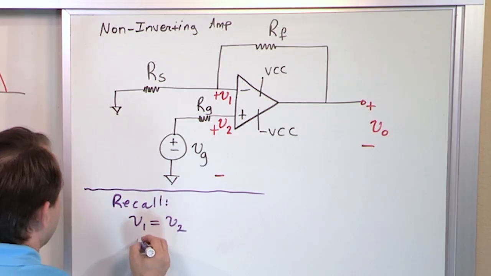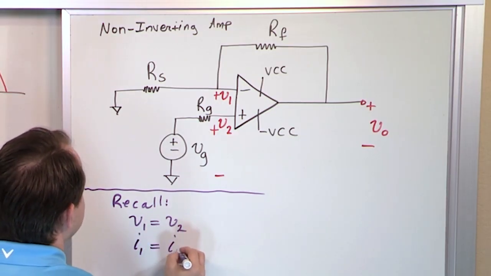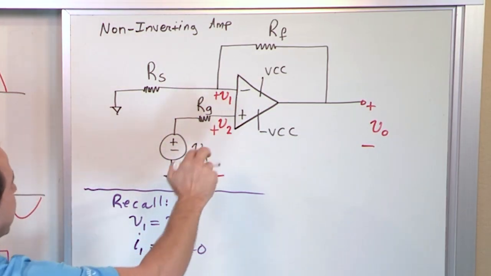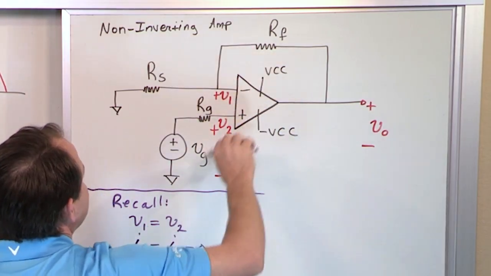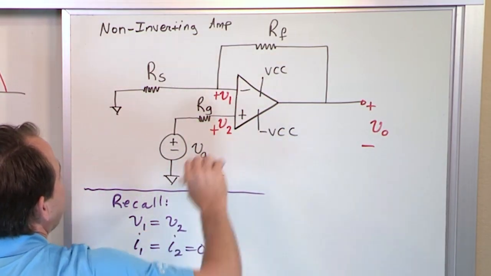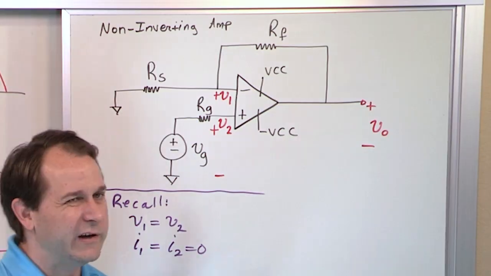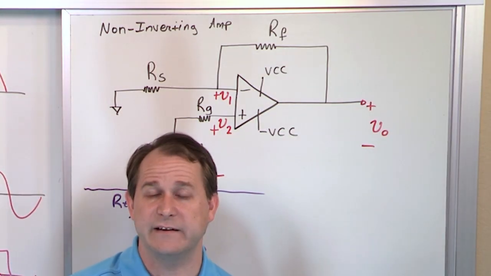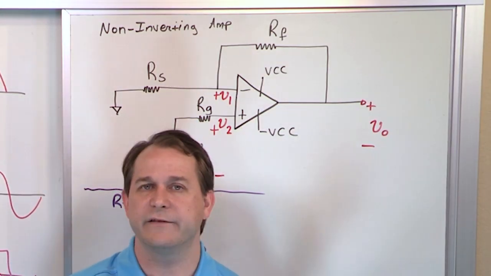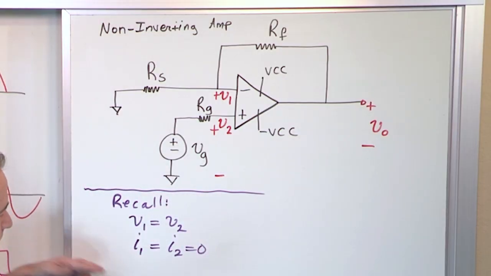And also recall that I sub 1 is equal to I sub 2 is equal to 0. I haven't labeled them here, but I sub 1 is the current flowing into this op amp, I sub 2 is the current flowing into that op amp. But because ideal op amps have an infinite input resistance, no current can go into there, so we know that there's no current there. So we're just writing this down.